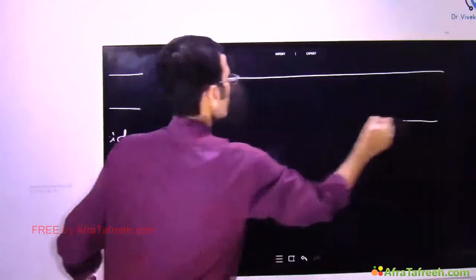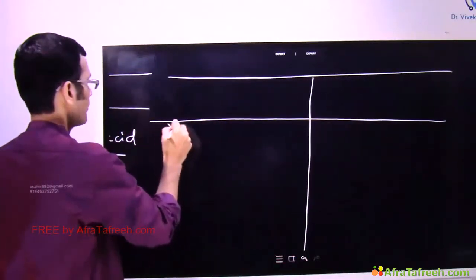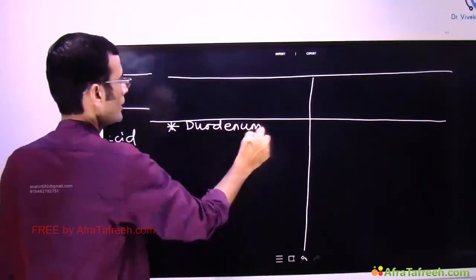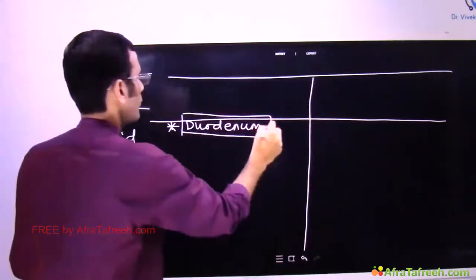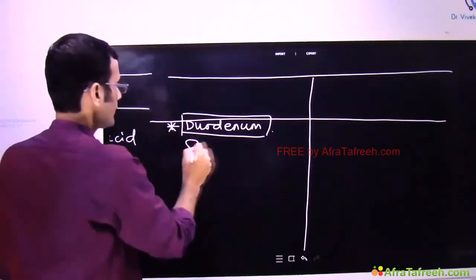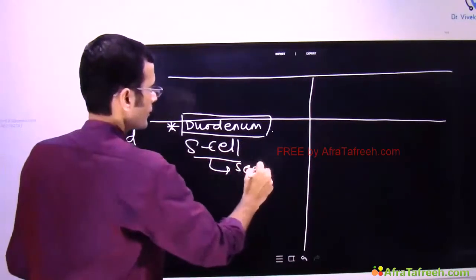These were the cells in the stomach. Let us see the cells in the duodenum, or rather cells in the small intestine, let's call it that way. S cell in the duodenum, it secretes secretin.